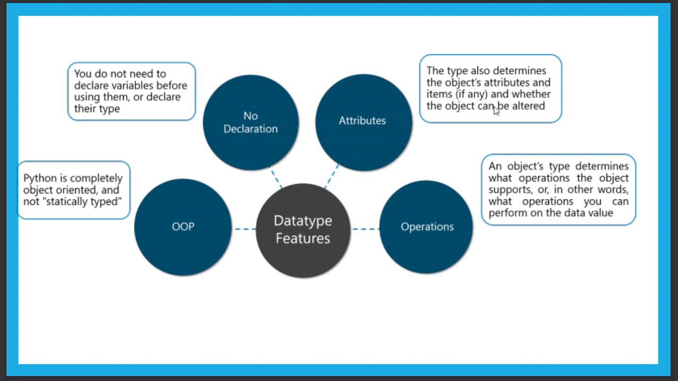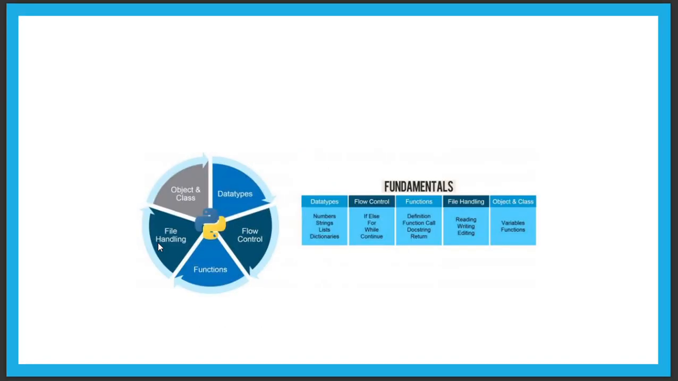Any other object can be altered. Operations: an object type determines what operations the object supports. In other words, what operations you can perform on data values. OOPS: Python is completely object oriented and not statically typed. These are the fundamentals of Python.